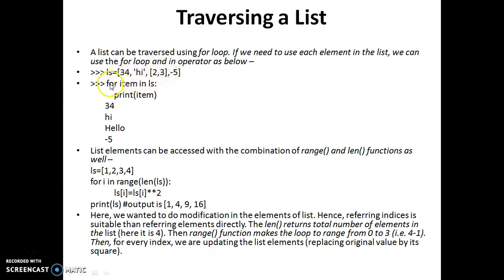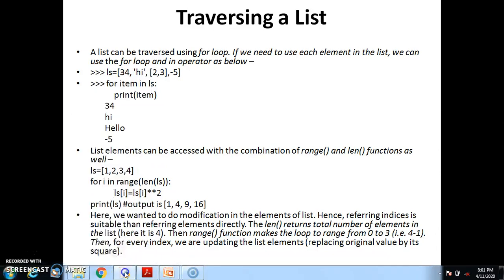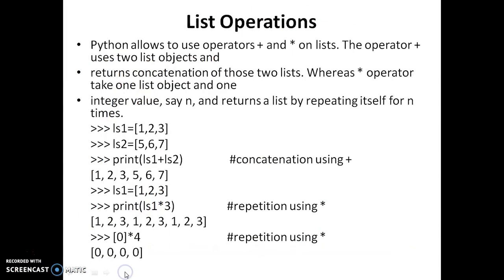This is a nested list here. So if we use the for loop, for item in ls, item is nothing but it will take each element of the particular list ls here. If I use print item here, it will print each element of the list. There is a mistake here, it is not hello, it has to display 2 comma 3. Let us take this example here using the IDLE.